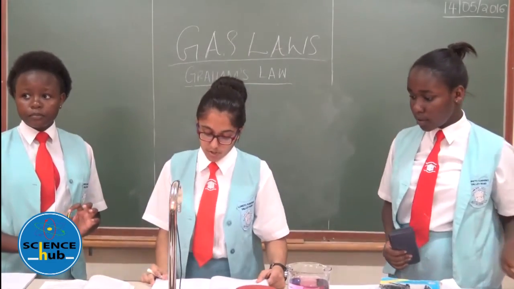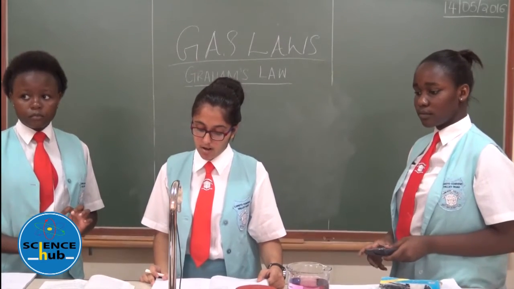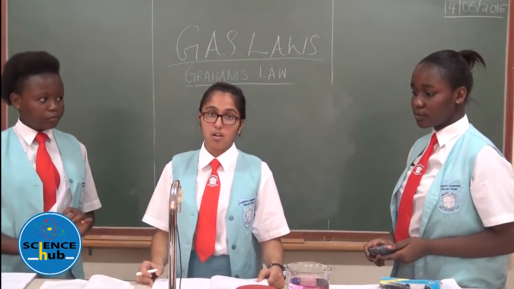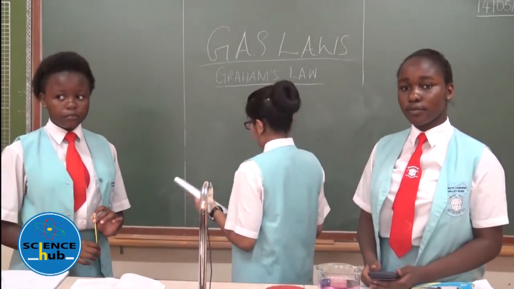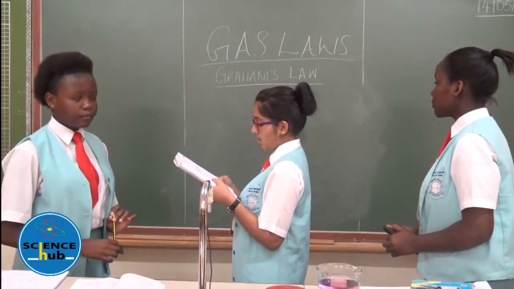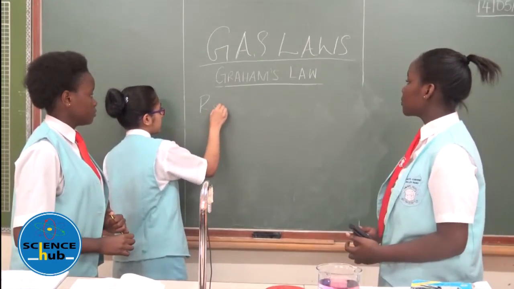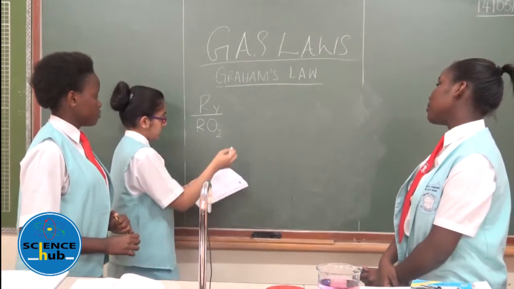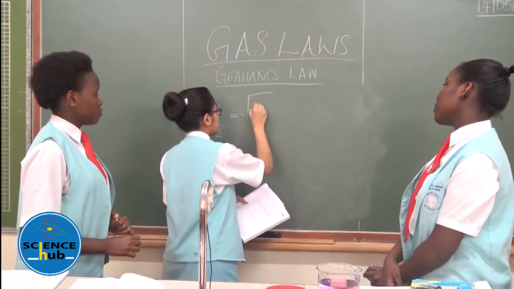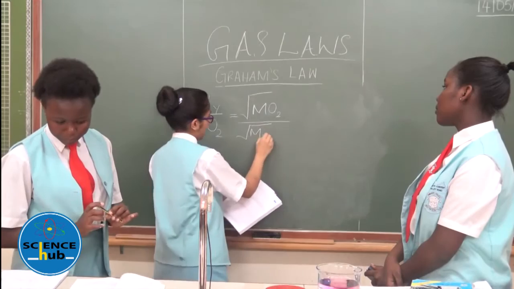So I shall do another question, and the question is, determine the molecular mass of the gas Y, which diffuses 1.5 times slower than oxygen. Oxygen's relative atomic mass is 16 grams. So we know that gas Y diffuses 1.5 times slower than oxygen. So the formula is the rate of Y over the rate of O2 is equal to the square root of the mass of oxygen over the square root of the mass of Y.